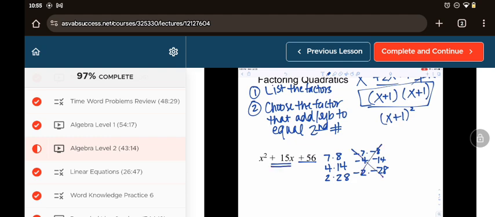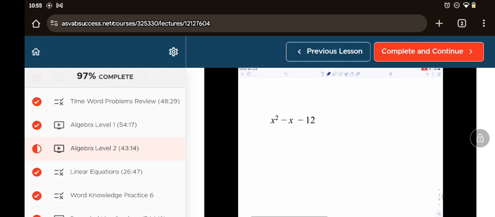Step 2 is I'm looking for something that adds up to give me positive 15. So immediately I can eliminate these negatives because they're going to give me a negative. So here we go. 7 plus 8 gives me positive 15. So we found our winner. 4 plus 14 gives me 18. 2 plus 28 gives me 30. So I'm going to set up my equation now. x plus 7, I use the first one. And the second one is going to be x plus 8. And that's it. Okay? Let's go ahead and try another example.